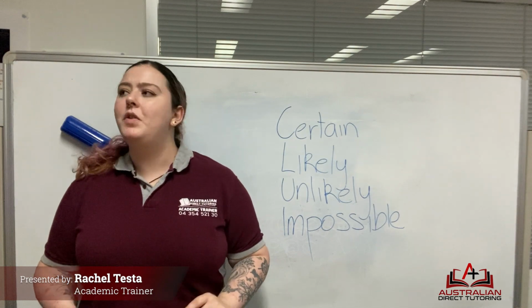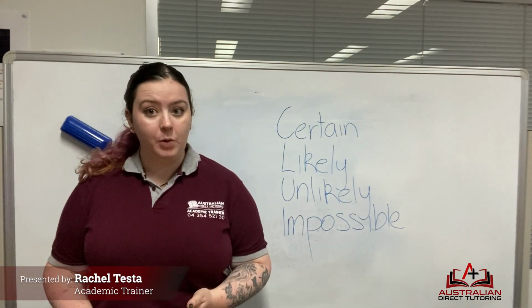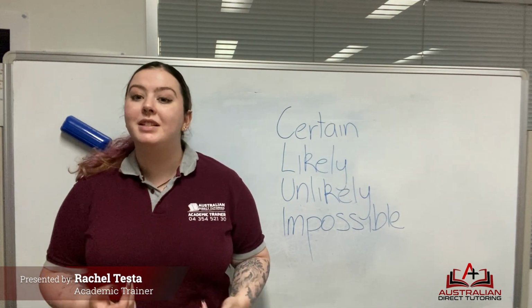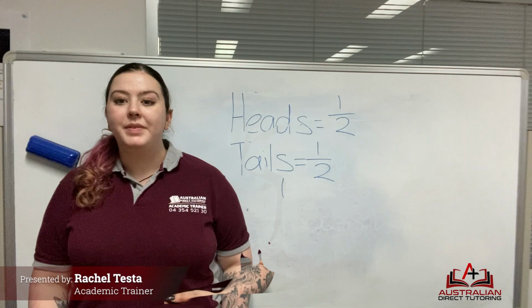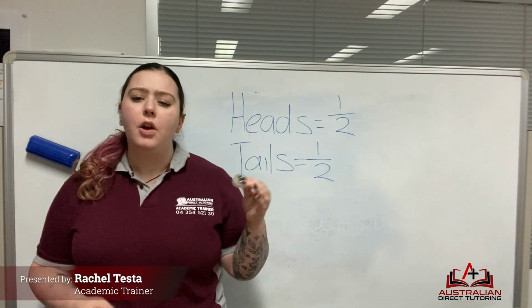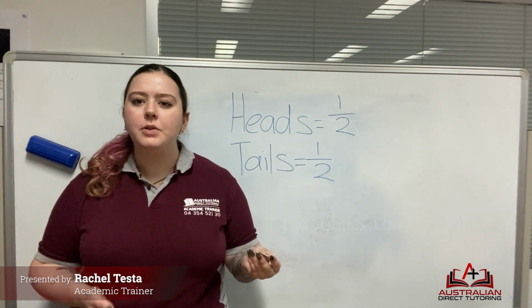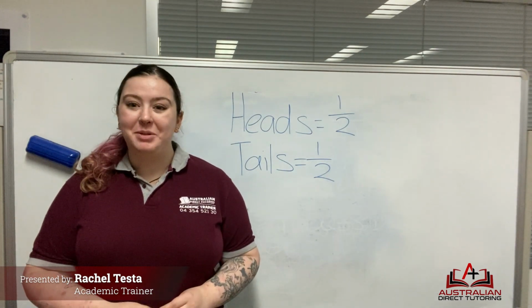In maths, things are almost always certain, like 2 plus 2 is certain to equal 4, and 3 times 3 is certain to equal 9. But in the real world, things aren't always so certain. I'll show you what I mean with this coin. If I flip this coin, who knows what side it will land on, heads or tails? Nobody. The result is always unpredictable.